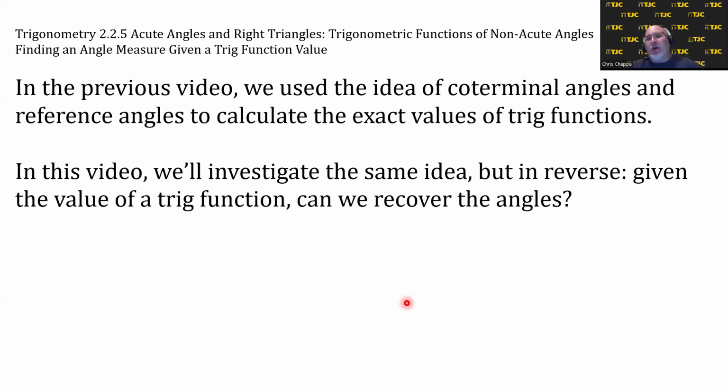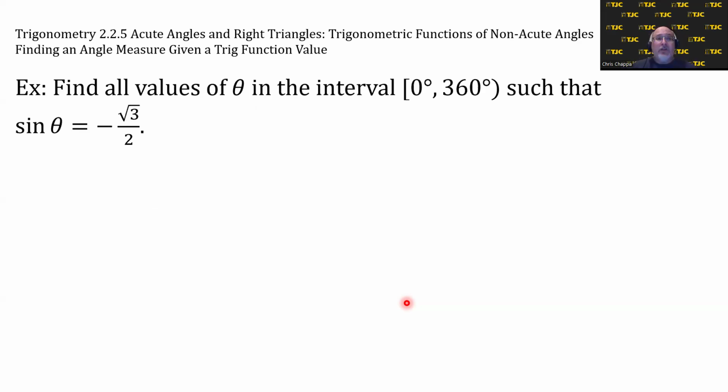In the previous video, we used the idea of coterminal angles and reference angles to calculate the exact values of trig functions. In this video, we'll investigate the same idea, but in reverse. Given the value of a trig function, can we recover the angles? For example, find all values of theta in the interval 0 degrees to 360 degrees, such that sine of theta equals negative square root of 3 over 2.